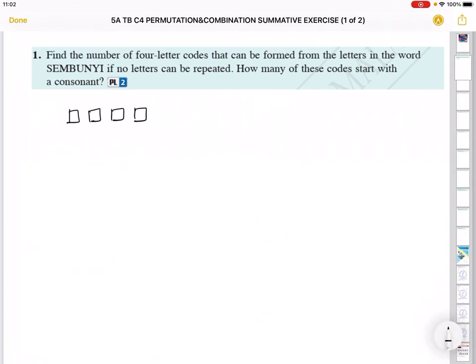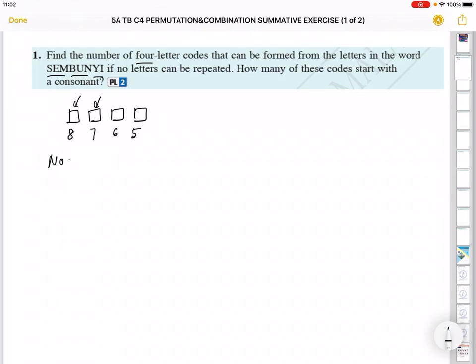Here we are not arranging all, we are arranging 4 out of a possible 8. Sembunyi, we have 8, right? S-E-M-B-U-N-Y-I, there are 8. So you can choose by assigning the number of options to each box. For example, the first box I can start with any of the letters, so there are 8 ways. The second one, once I've taken one letter out and put it in the first box, I have to reduce by 1, it goes to 7. The next one reduced by 1, 6, and finally 5.